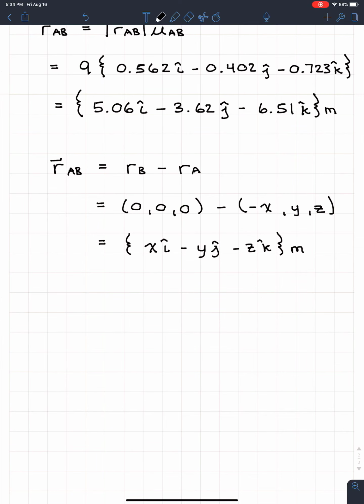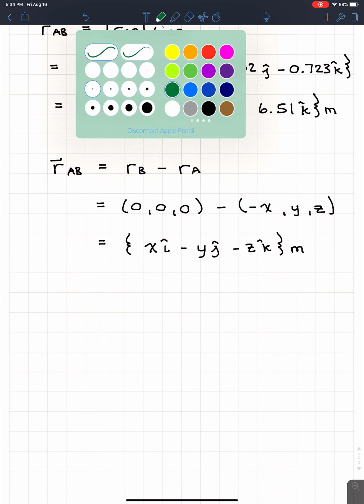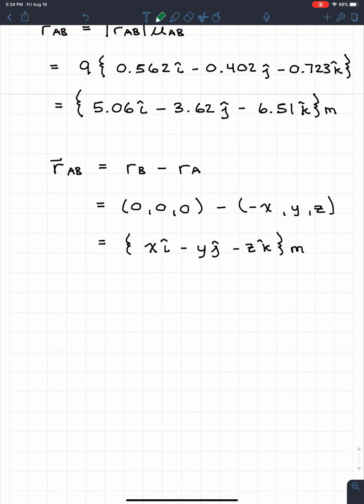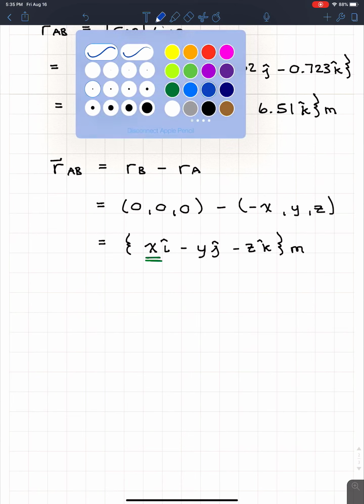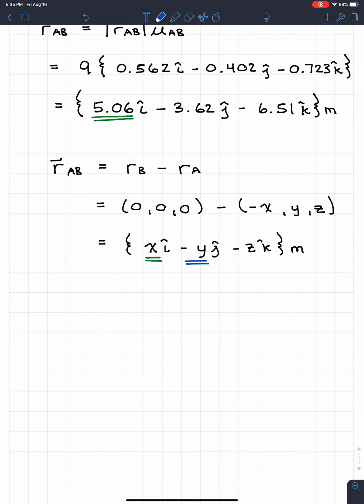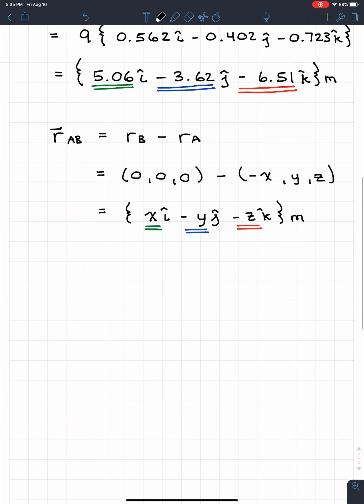So if we were to solve the position vector this way, we have 3 components. And now this is when we can start matching it up, because since we have these components and we already know RAB, we can just relate the components to the position vector we already found. So we must know that x right here has to be equal to 5.06. And if we look at the negative y, that must be equal to negative 3.62. And finally, the negative z value must be equal to 6.51. So right from this, we can state our coordinate points.